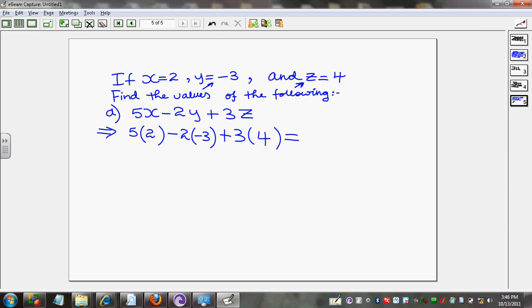That will be equal to, then you work it out. 5 multiplied by 2 is 10. Minus 2 multiplied by minus 3 is positive 6. And then positive 3 by 4 is positive 12. Right? So it's 10 plus 6 plus 12, and that will give you an answer of 28. 10 and 6 is 16, 16 and 10 is 26, and 2 make 28. Okay, so the answer there is 28. Make sure you have that.